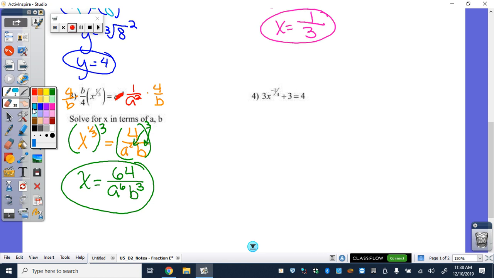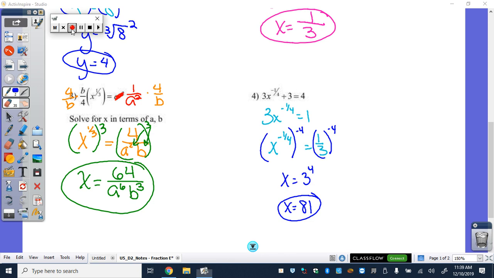So I want you to take a second and try number 4 on your own. Get x by itself, do your reciprocal power, simplify, see how you do. You should end up with 81 as your answer for that one. x equals 81.